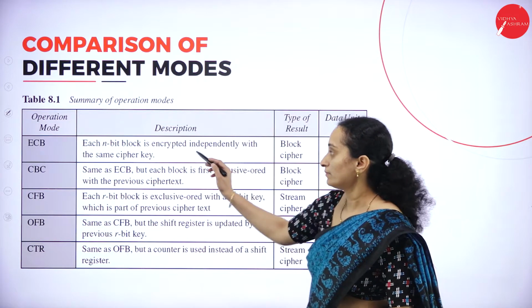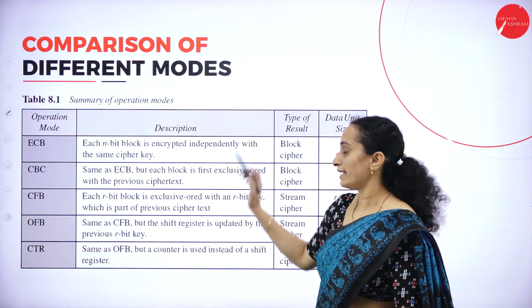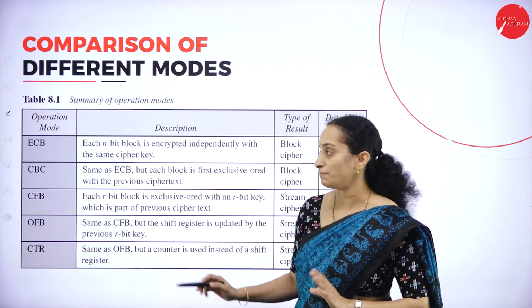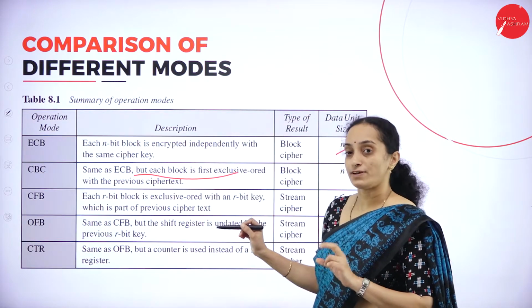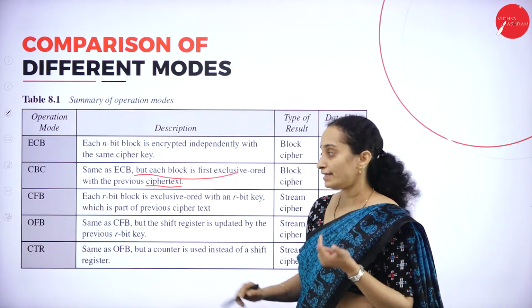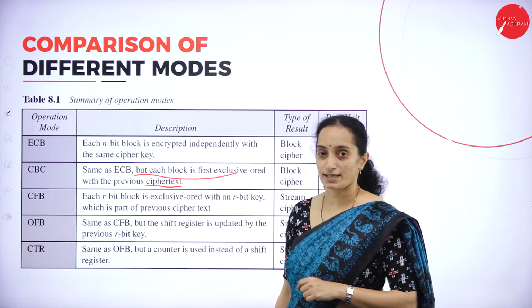Okay. So the ECB description is that each n-bit block is encrypted independently with the same cipher key. In CBC, each block is first exclusively ORed with the previous ciphertext.